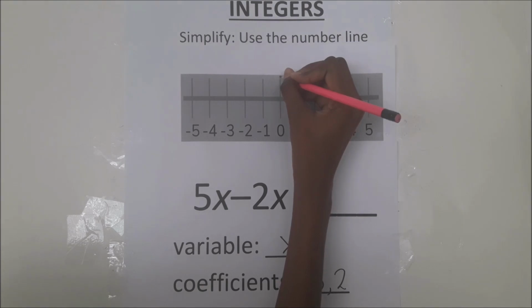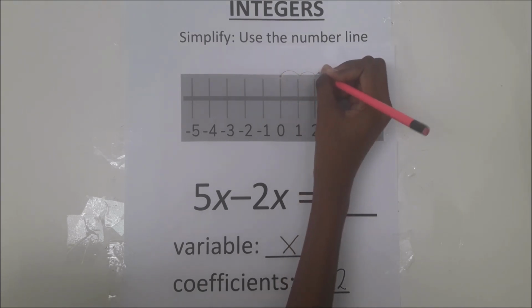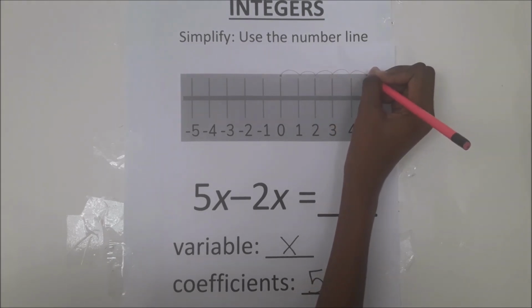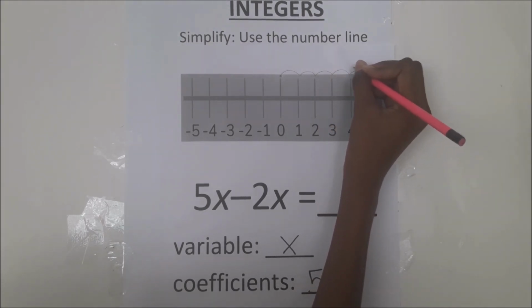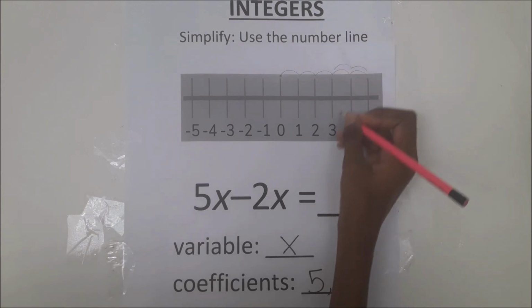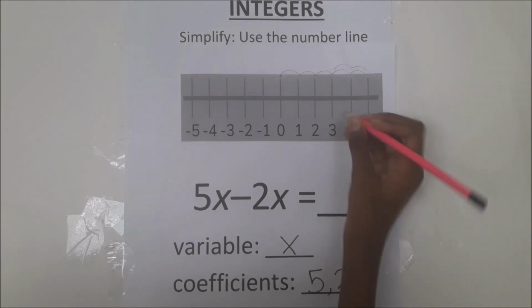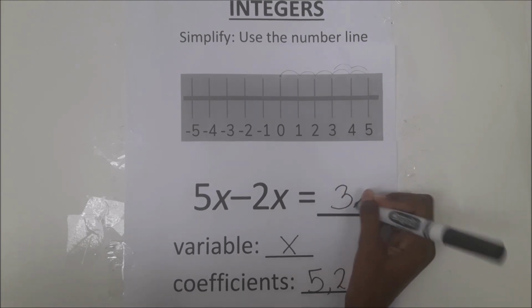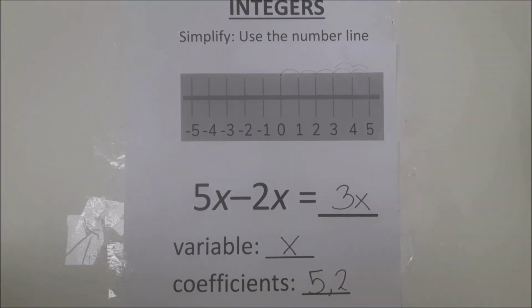Start at 0, then go 5 steps to the right. 1, 2, 3, 4, 5. Then go 2 steps to the left. 1, 2. 5x minus 2x is 3x. Very good.